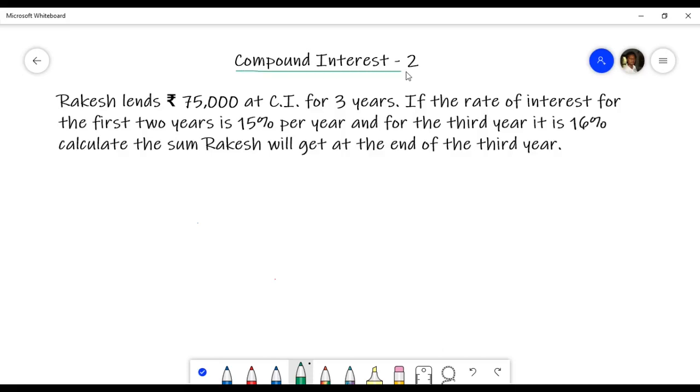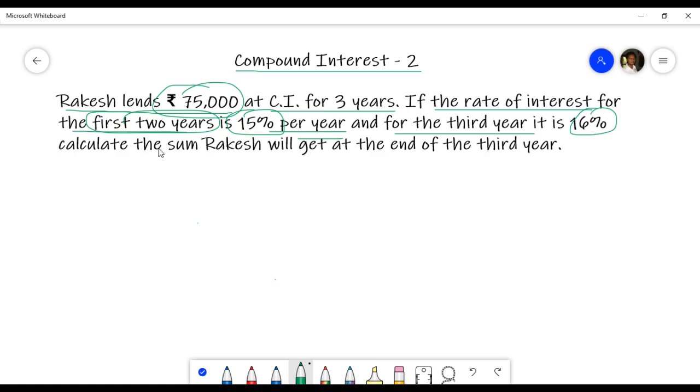Let's see another problem based on compound interest. Rakesh lends rupees 75,000 at compound interest for 3 years. If the rate of interest for the first 2 years is 15% per year and for the third year it is 16%.